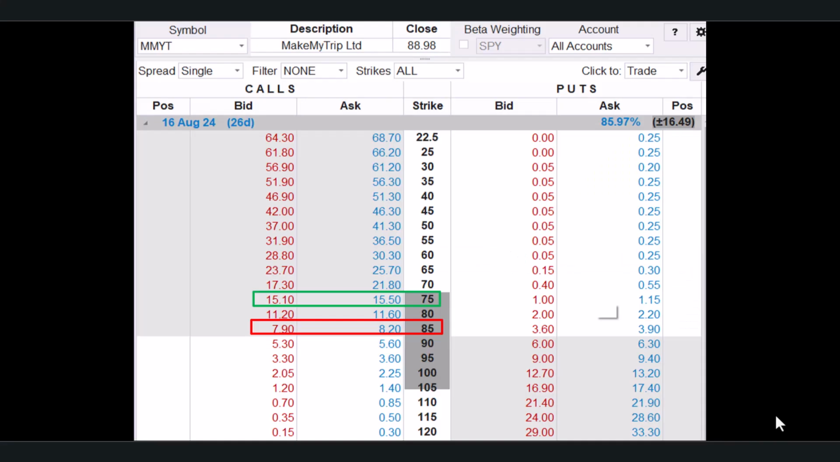Now we want to review a call option debit spread, aka a vertical call spread. For this spread, we want to buy to open the MMYT August 16 expiration 75 strike call and sell to open the August 16 expiration 85 strike call. We're going to base our entry prices on the midpoint between the bid and ask prices. That means we'll buy the 75 call for $15.30 and sell the 85 call for $8.05. $15.30 minus $8.05 equals $7.25. So the entry price or debit cost for the spread is $725.